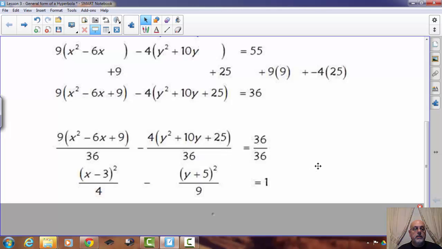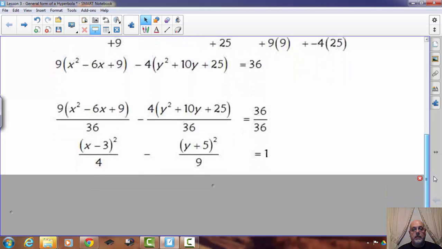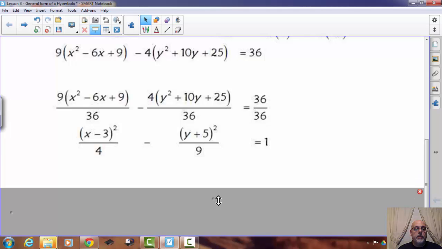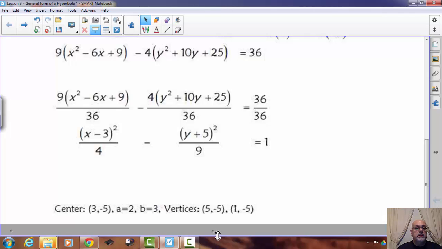So we look at this hyperbola. Fractions equal to 1. And unlike an ellipse, there's a minus sign between the two terms. So this is pretty much the process we were doing with circles and ellipses. Now when we look at this hyperbola, the center is at 3, negative 5. 4 is a squared, so a is 2. 9 is b squared, so b is 3. And your vertices are at 5, negative 5, and 1, negative 5.